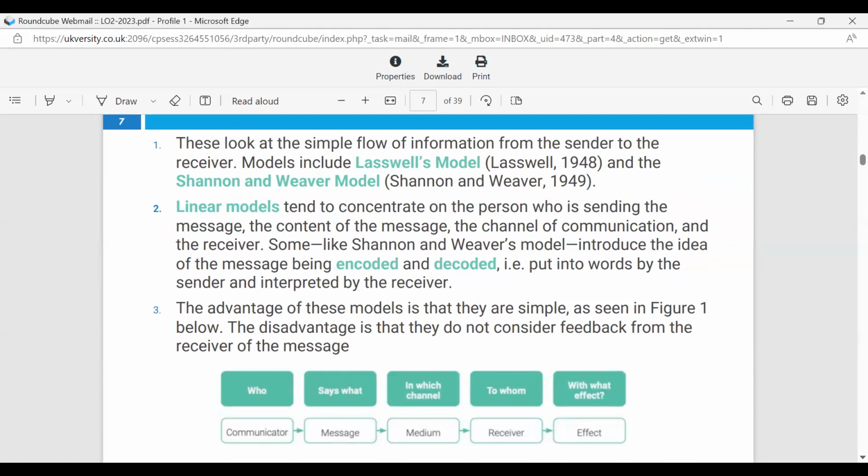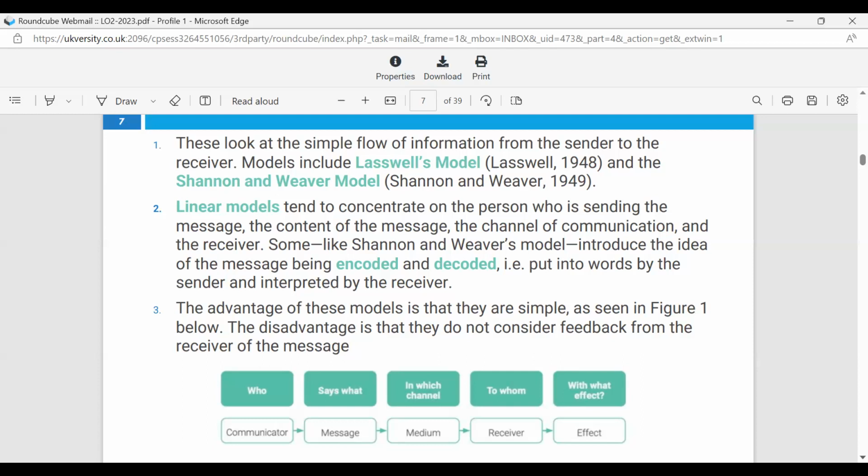Some, like Shannon and Weaver's model, introduce the idea of the message being encoded and decoded, for example, put into words by the sender and interpreted by the receiver. The advantage of these models is that they are simple, as in figure 1.